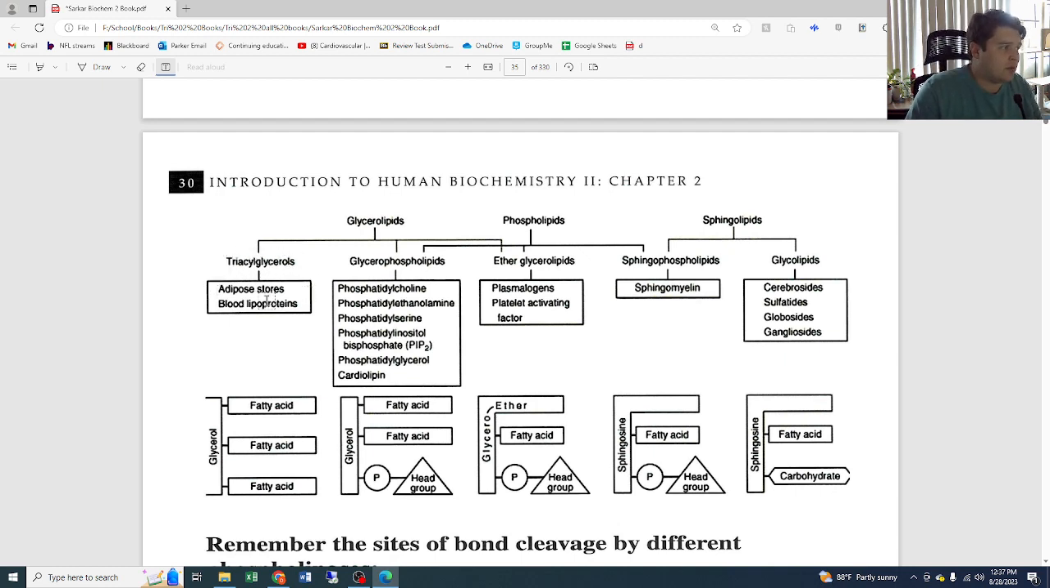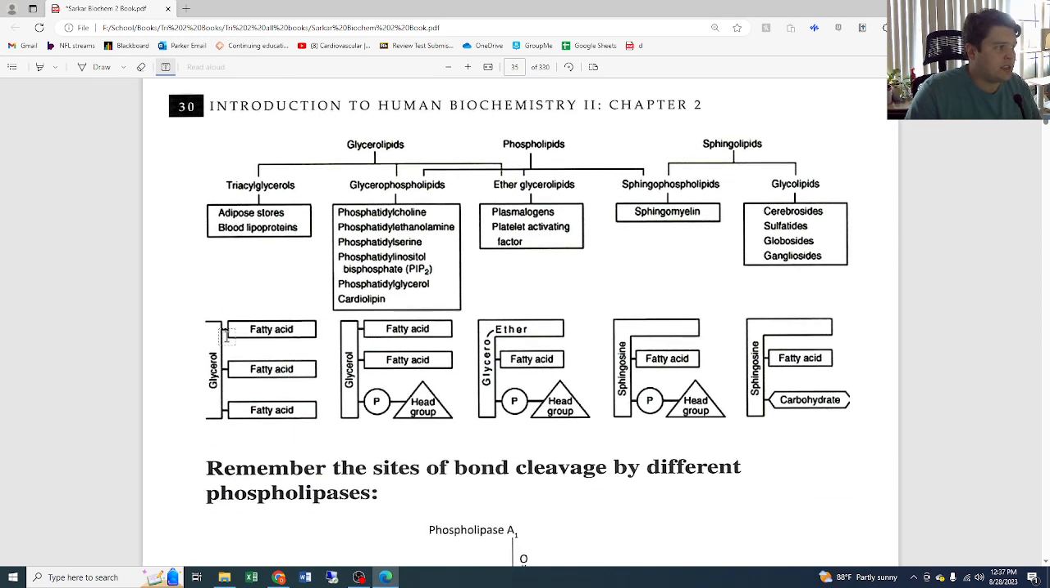So our glycerolipids, we have our triacylglycerols, aka triglycerides. Those are for our adipose stores and our blood lipoproteins, and this is that glycerol backbone with our 3 fatty acids, or we can see those written typically as Rs, right? R1, R2, and R3.